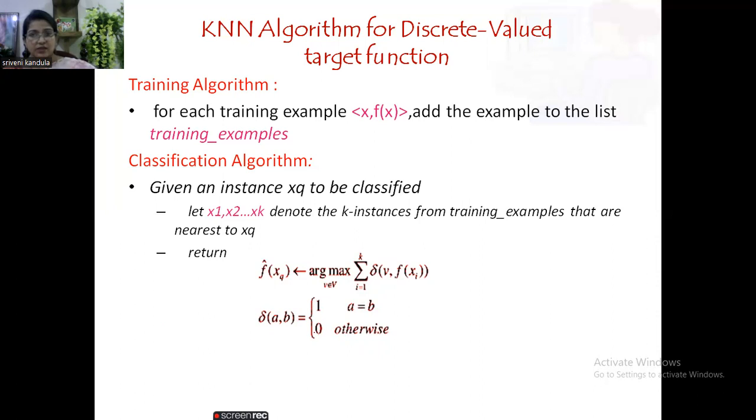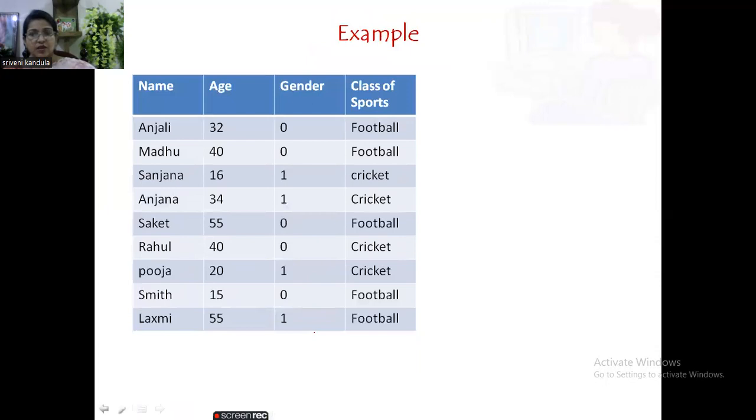Let's work with this algorithm with the help of an example. This is the example that I am taking. Here my example contains 4 attributes: x1, x2, x3, and this is my target function, the class of sport. It is always represented as f of x.